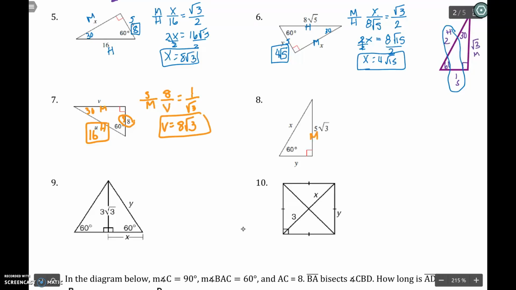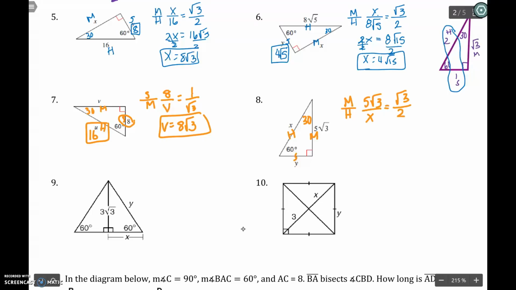Across from the 60 is the medium, across from the 30 is the short, and across from the 90 is the hypotenuse. So we have medium. I'm going to start by finding the hypotenuse first. The medium side is 5 radical 3, and the hypotenuse is x. In the original, the medium side is radical 3, and the hypotenuse is 2.